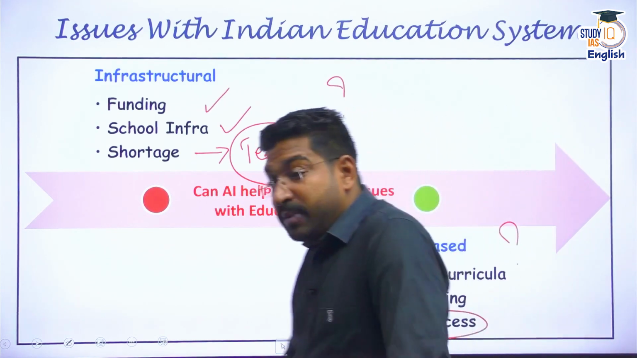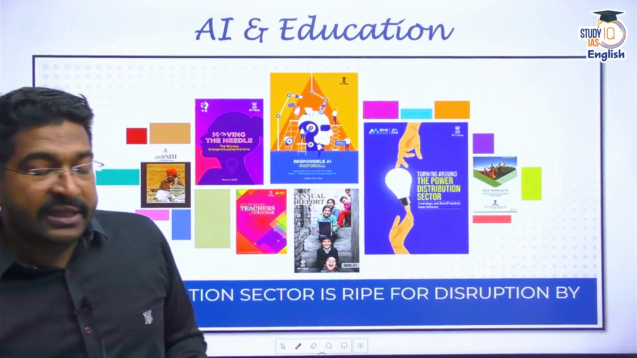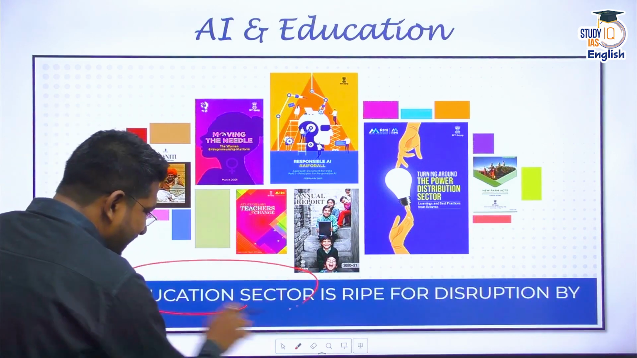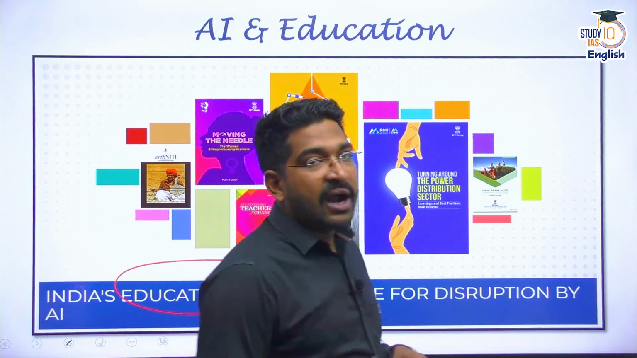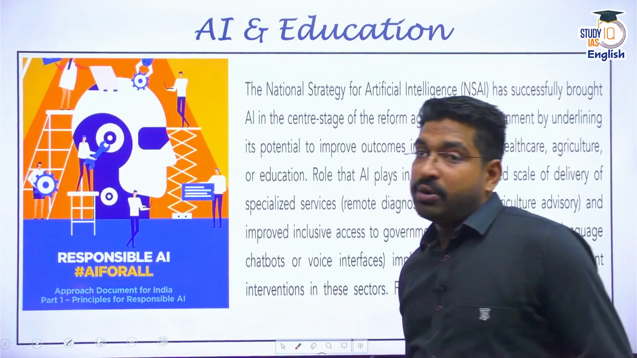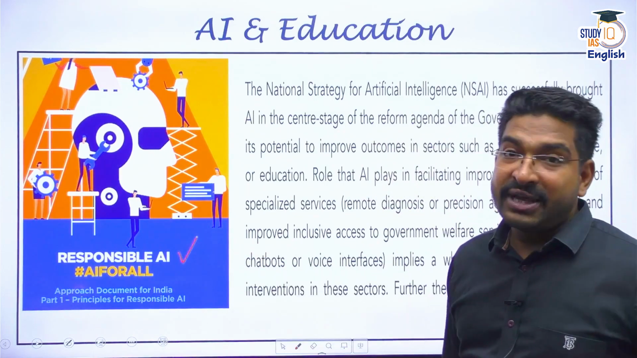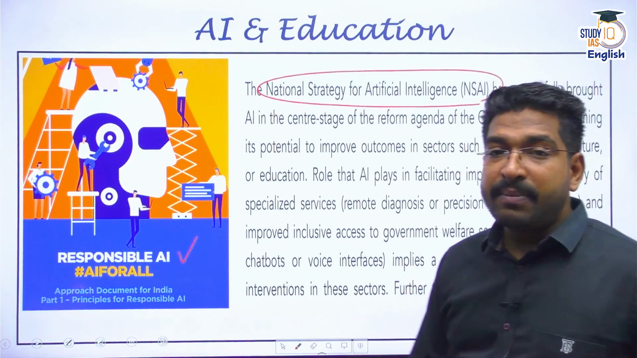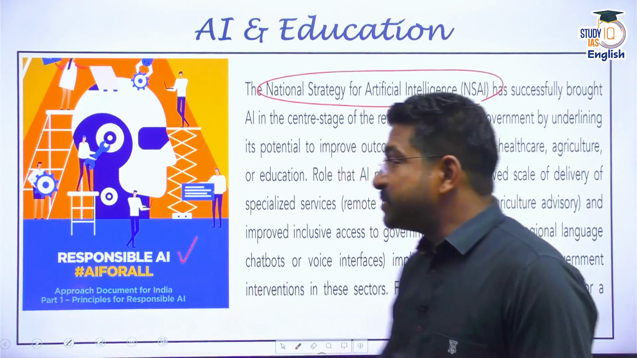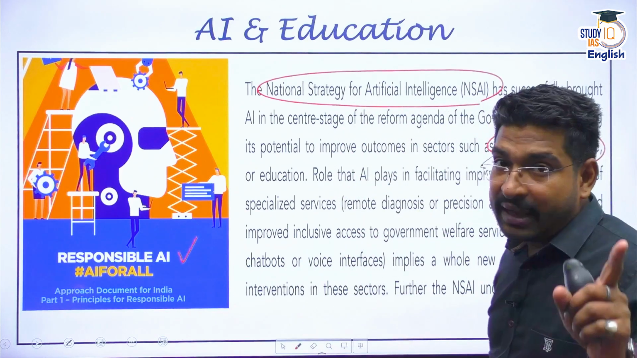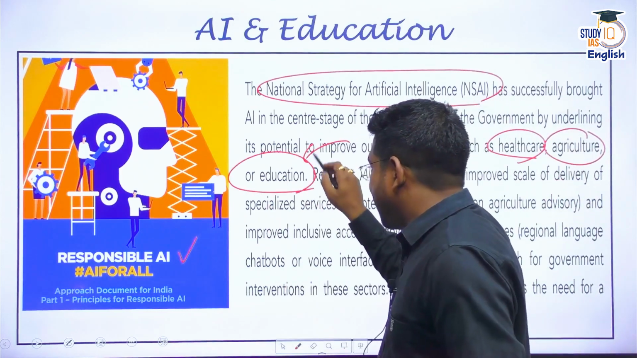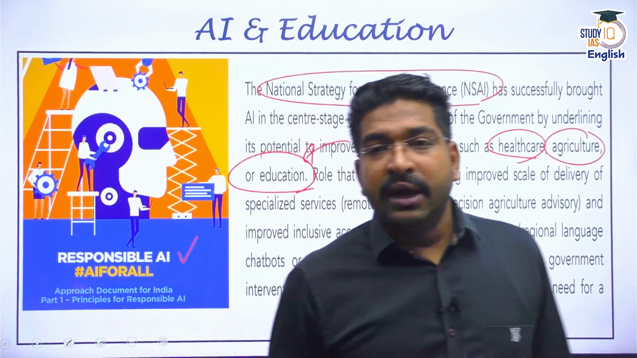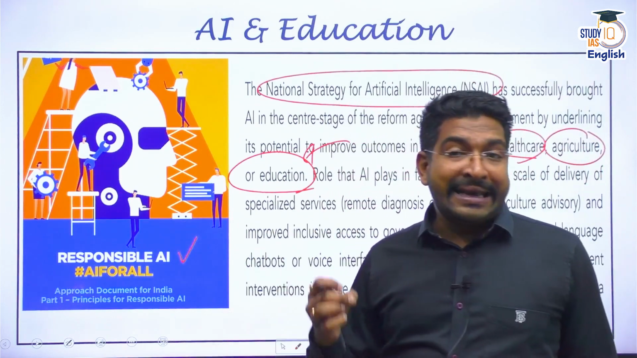See, there are many positive snippets also here. In fact, Niti Aayog really believes that artificial intelligence is going to be a revolution in the education sector. It says that India's education sector is ripe for a disruption by artificial intelligence. In Niti Aayog's report, Responsible AI for All, in its approach document, they have clearly highlighted that the national strategy for artificial intelligence can successfully bring about a disruption or better outcomes in which sectors? In the healthcare sector, in the agriculture sector, and please focus here, in the education sector as well. So Niti Aayog does believe that AI is going to play a huge role going into the future in bringing some sort of a disruption in a very positive way in India's education sector.